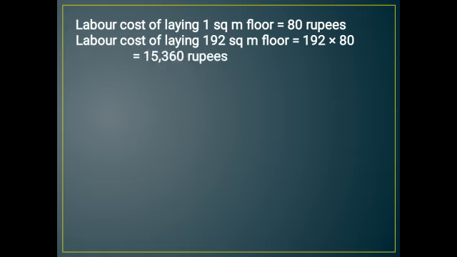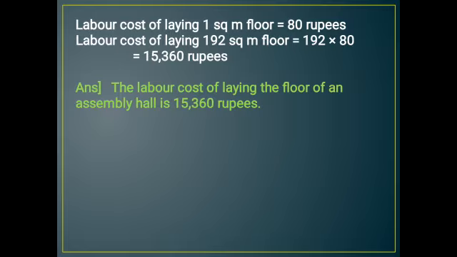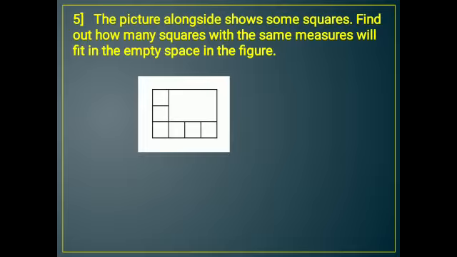So the answer is 15,360 rupees. When we multiply 192 into 80, we get the answer, that is 15,360 rupees. So our answer is the labor cost of laying the floor of an assembly hall is 15,360 rupees. Now we will move on to our fifth question, which is very easy.